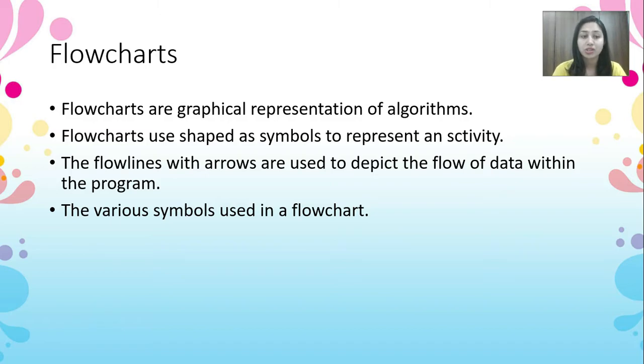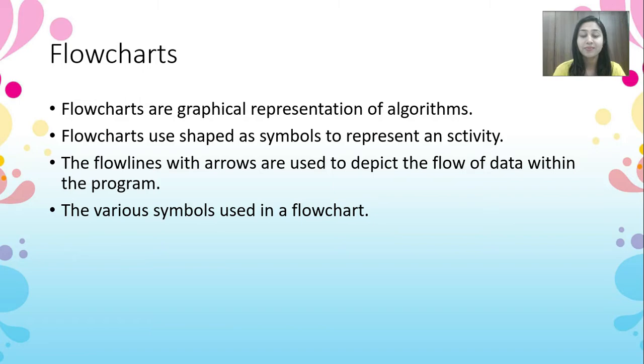First is flowcharts. Flowcharts are graphical representation of an algorithm. So students, this is a definition of a flowchart. Flowcharts use shapes as symbols to represent an activity. While we are using a flowchart, you have to draw some shapes as symbols to present an activity. The flow lines with arrows are used to depict the flow of data within the program, and the various symbols used in the flowchart. In the next slide we will learn different types of symbols we use in the flowchart.